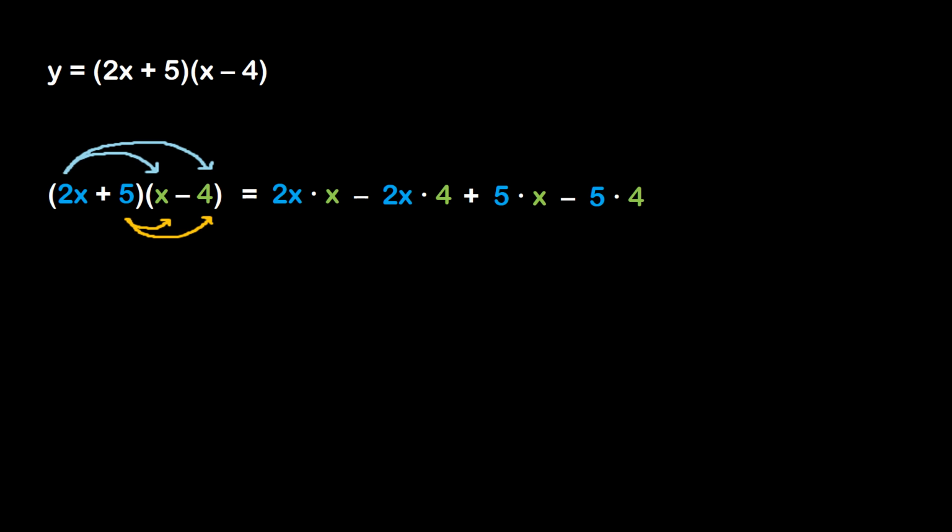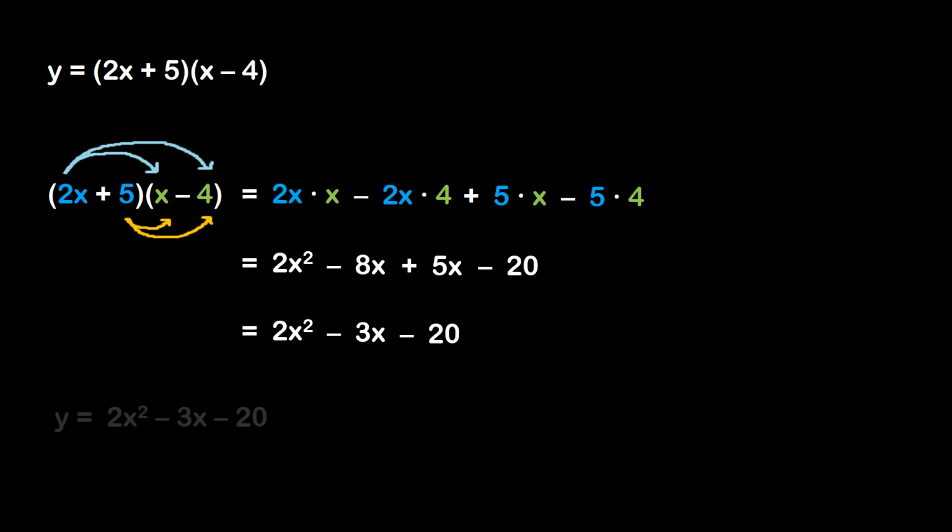2x times x is 2x squared, 2x times 4 is 8x, 5 times x is 5x, and 5 times 4 is 20. So as a result we have 2x squared minus 8x plus 5x minus 20. We know that negative 8x plus 5x is negative 3x. As a result we have 2x squared minus 3x minus 20. Therefore, our equation in standard form is y is equal to 2x squared minus 3x minus 20.